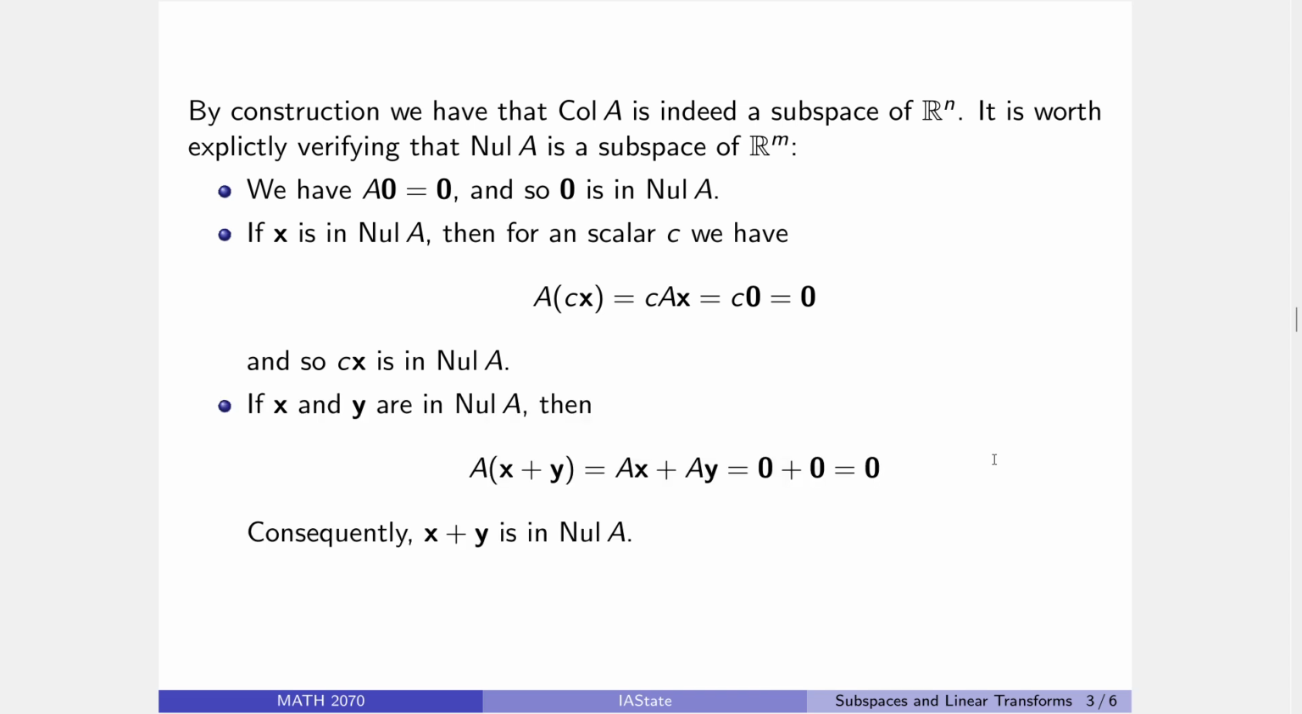And likewise, if we have two elements that are in the null space, then multiplying by the matrix A gives me this summation. Each one of these is 0, and there you go. Multiplying x plus y by A gets me something that's still in the null space. So the null space contains the 0 vector. You cannot scale your way out of the set, and you cannot add your way out. Thus, it's a subspace. Nice.